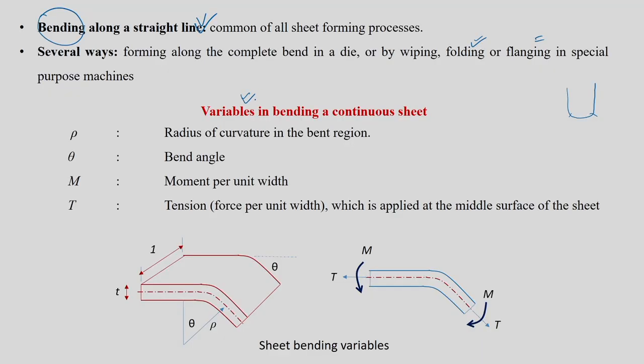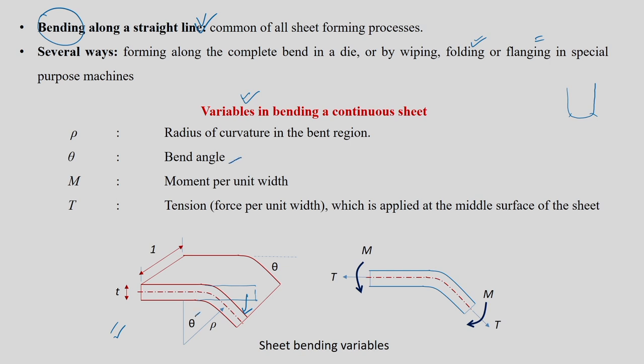First of all, we are going to introduce mainly the variables in bending a sheet. Suppose you take an aluminum sheet or steel sheet, what are the variables in bending that we discuss? For that, the schematic would be useful. So this is a bent sheet. Initially it could be as flat as this, and now it is bent like this. It is bent through an angle of theta that is given here.